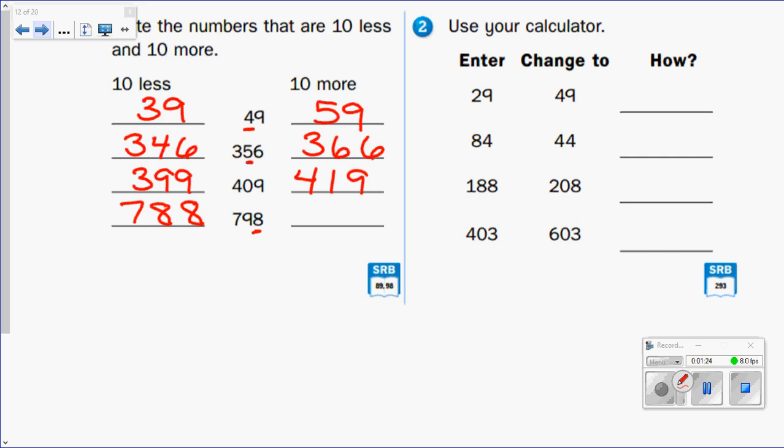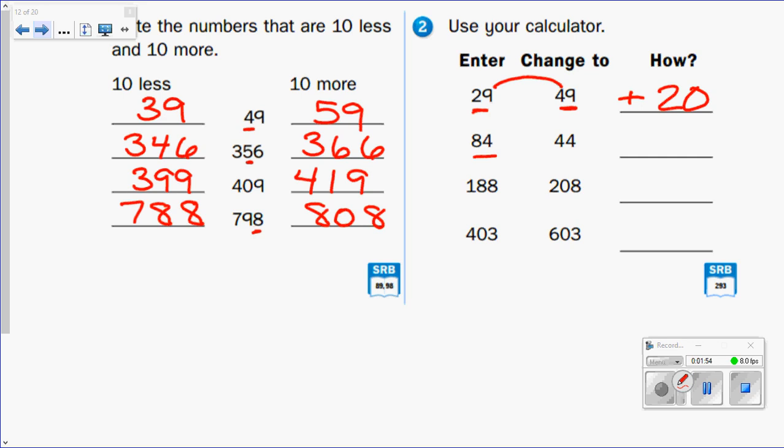For adding 10, you're going to add 10 to your 100, so just count up on 10 and that would give you 808. All right, use your calculator, or you don't have to. You can just find the difference between the two numbers. So if I'm at 29 and I want to go to 49, we know we're increasing, which means we're going to add, okay? So we had to plus 20.